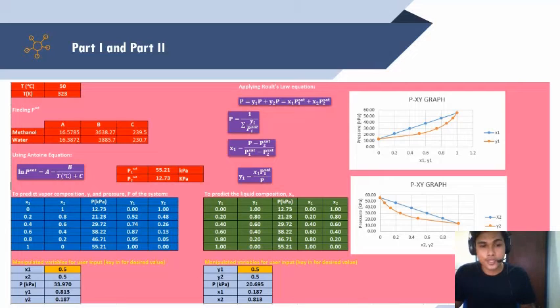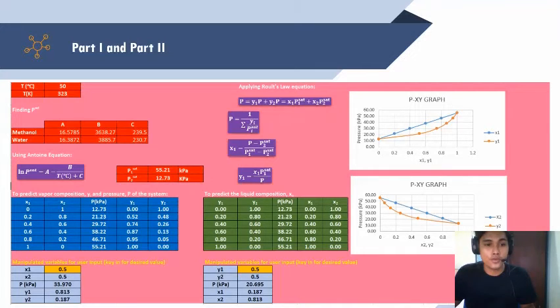Okay, in this chapter, there are three parts we need to calculate. The first part and the second part are calculated exactly the same way, using the same formula. So for this part, we are given that the temperature is 50 degrees Celsius. So in order to find the P1 sat and also P2 sat for methanol and water, we need to use the Antoine equation. So in order to get the constants A, B, and C, we need to find them from a table. As you can see here in this table, there are constant values of A, B, and C for methanol and also water.